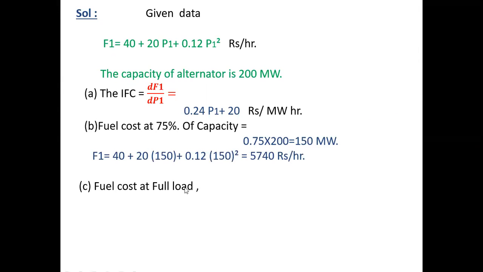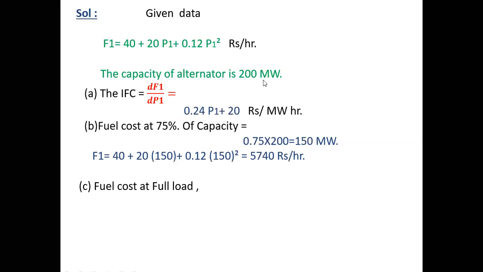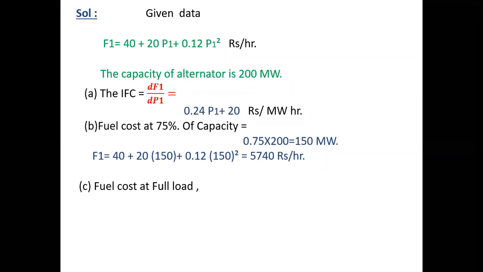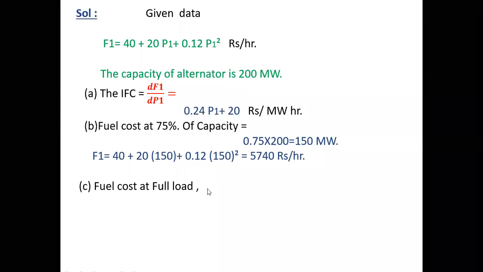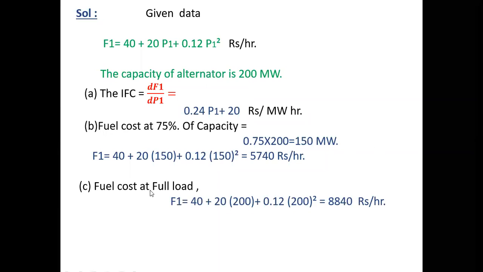At full load means we need to consider here 200 megawatts. Directly we can substitute this 200 megawatts in the F1 expression. Then we will get the fuel cost. That is given by 8840 rupees per hour. That is the fuel cost at full load.